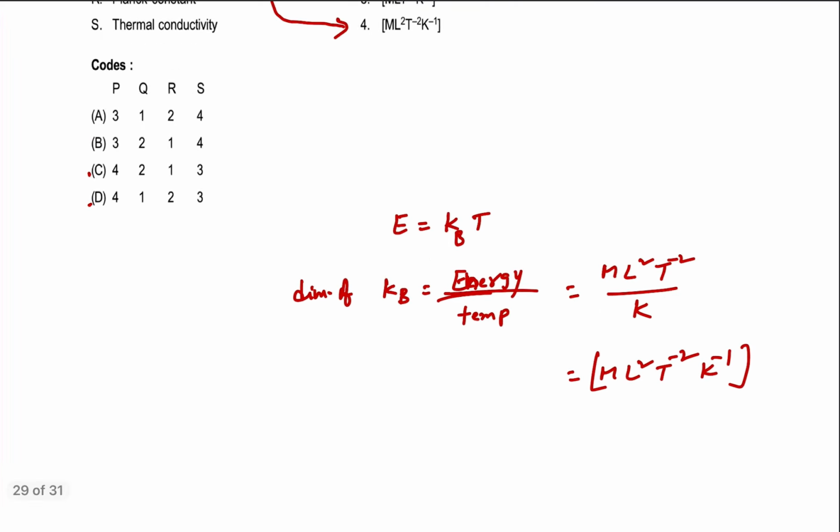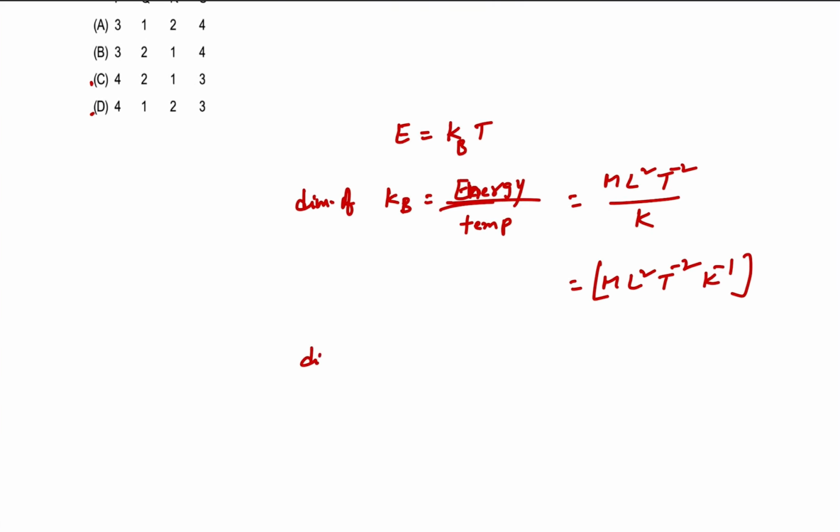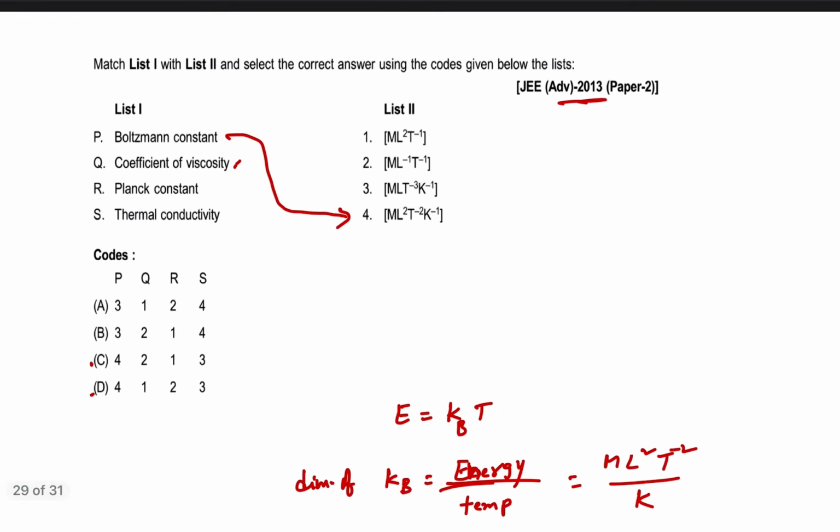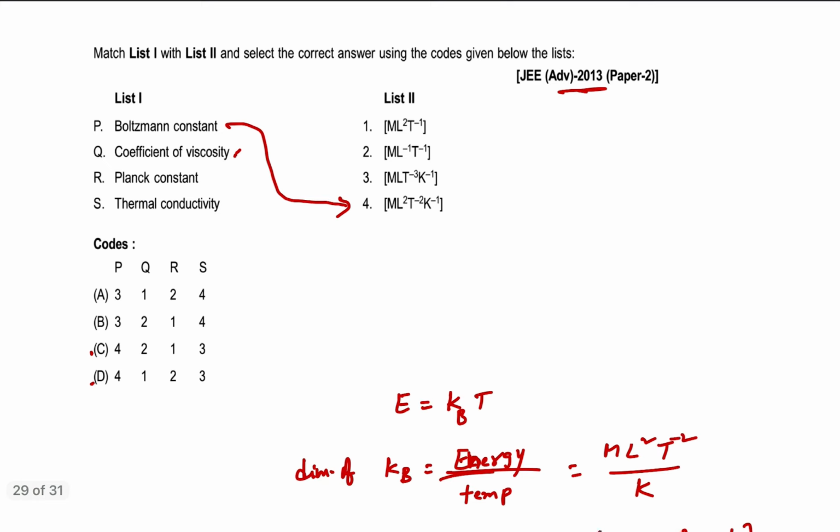Here two options are there. Check the next, coefficient of viscosity. Already you have seen that earlier. Coefficient of viscosity, dimension of eta is equal to pressure into time. Pressure is M L power minus 1 T power minus 2. Time is T, that is M L power minus 1 T power minus 1. So second one is matching with the second one.